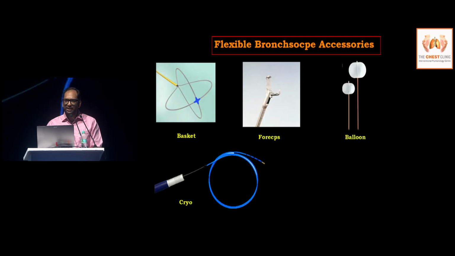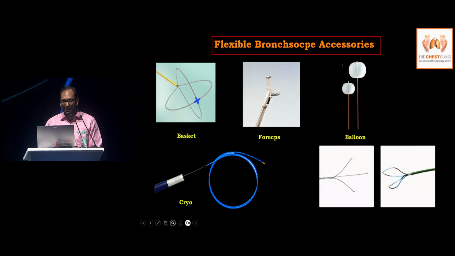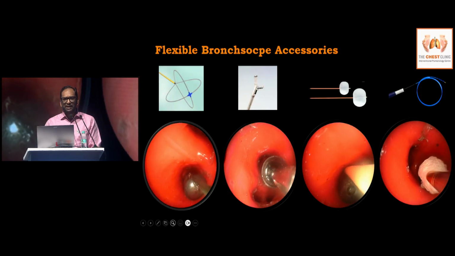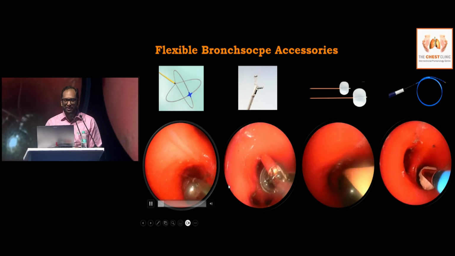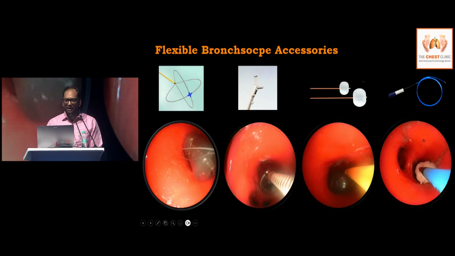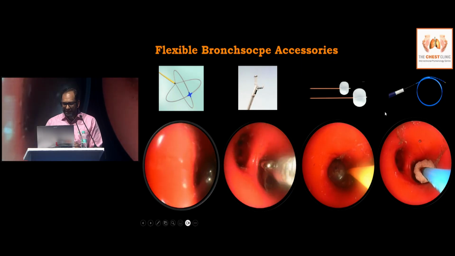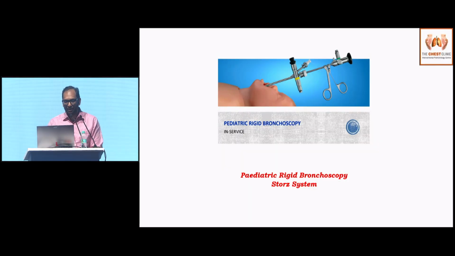So coming to the instruments, we have 4 different types. One is a basket, forceps, balloon and a cryoprobe. If you have the first 3, basket, forceps and balloon, I believe you can do 80% of all your foreign body cases. If you have a cryo, it's much more advantageous. You can also have specialized instruments like a grasp-it or a tri-prong forceps. I'm not going to add much on retrieval. This is how we use all the different types of accessories, starting from basket, forceps, balloon and a cryoprobe. These are self-explanatory, we don't have to go further.